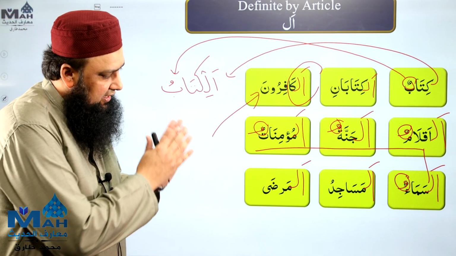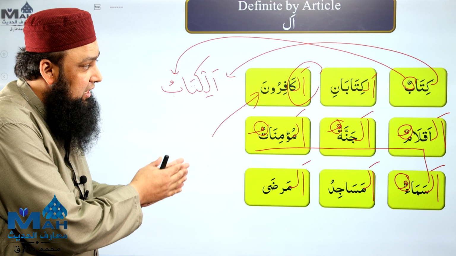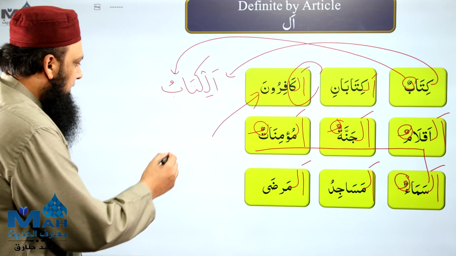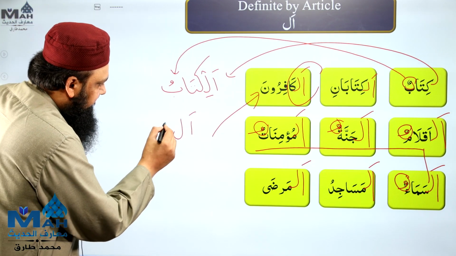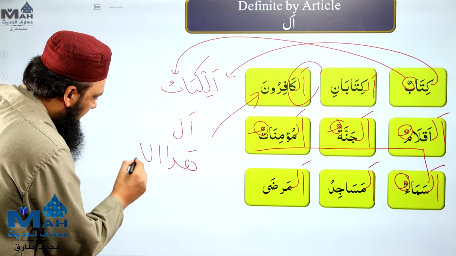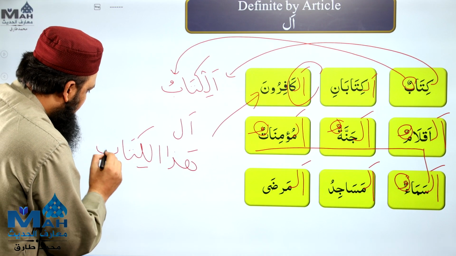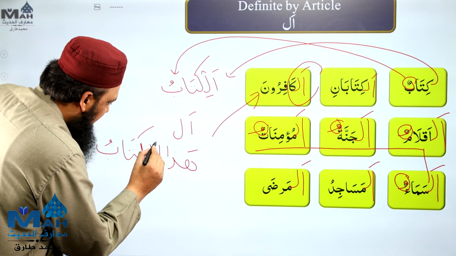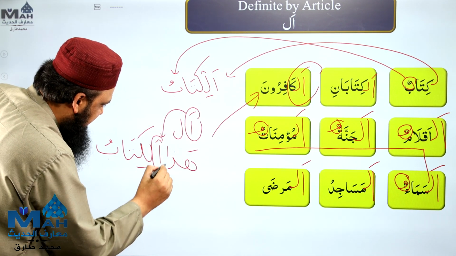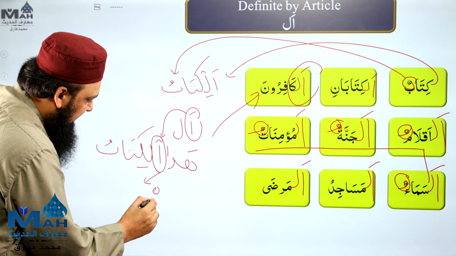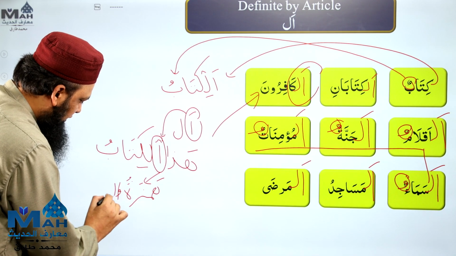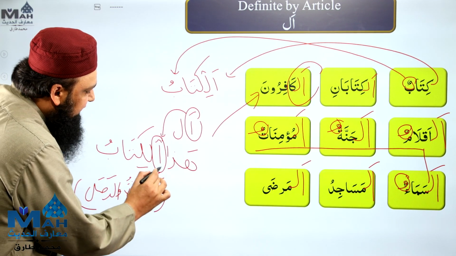This is the first and important thing, using al, making a nakira noun into ma'rifa. Now this al, like in hadha al-kitabu, please observe what is happening. Hadha al-kitabu. This alif, this hamza, now gets silent. This hamza is called hamzatul wasl. This hamza is for connection only.